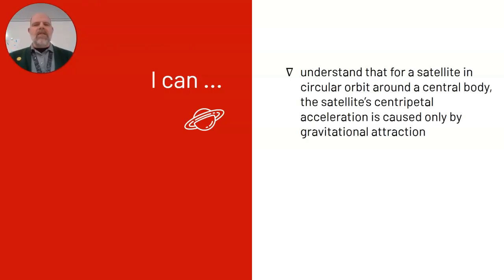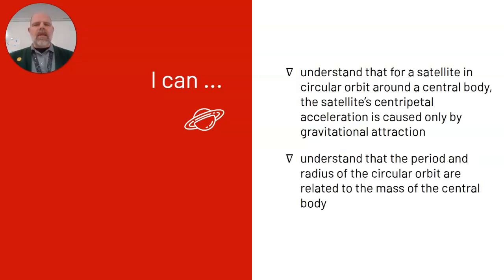The success criteria for this lesson are, I can understand that for a satellite in a circular orbit around a central body, the satellite's centripetal acceleration is caused only by gravitational attraction. So the only thing keeping an object in circular motion around a large central body, like the moon around the Earth, or the Earth around the Sun, is the force of gravity. And I can understand that the period and radius of the circular orbit are related to the mass of the central body.